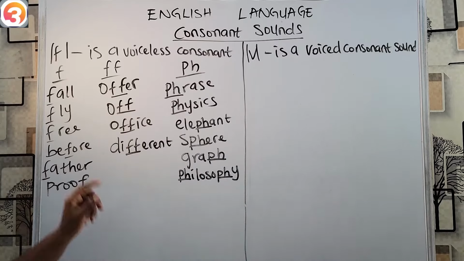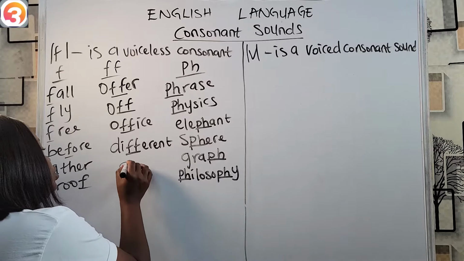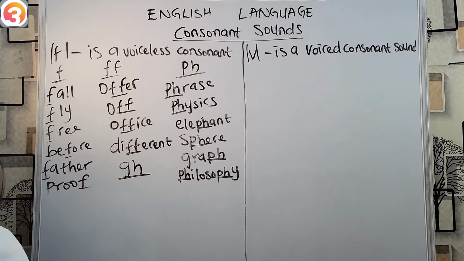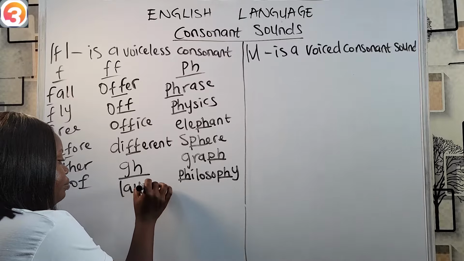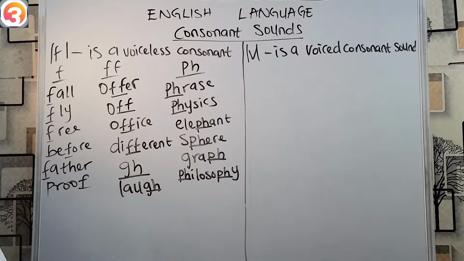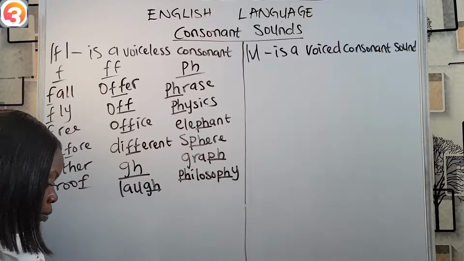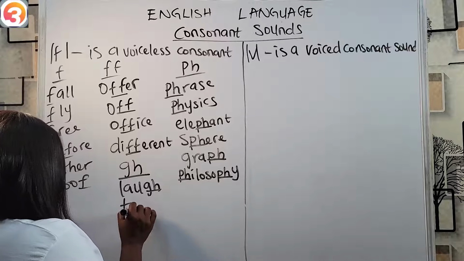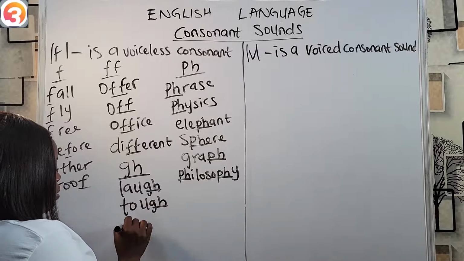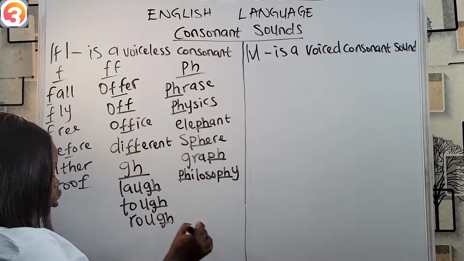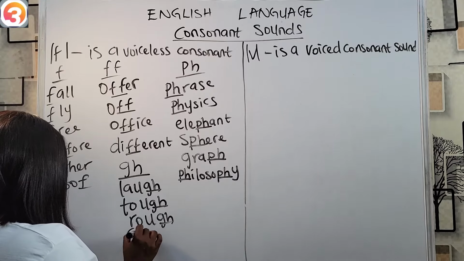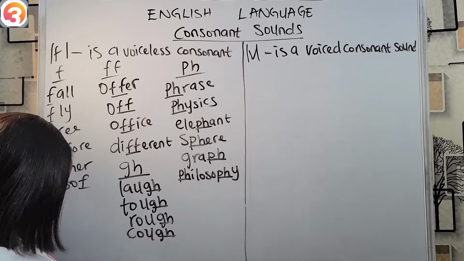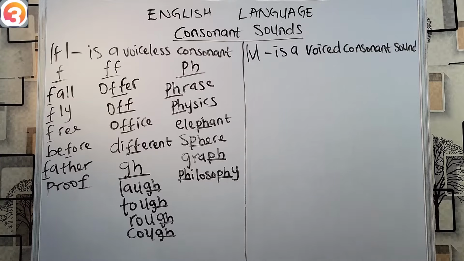We can also find this sound in words containing GH. Example: laugh. The GH there contains the /f/ sound. Other words we have: tough, rough, cough, coughing, laughter. Words derived from these, containing GH, are pronounced with /f/.